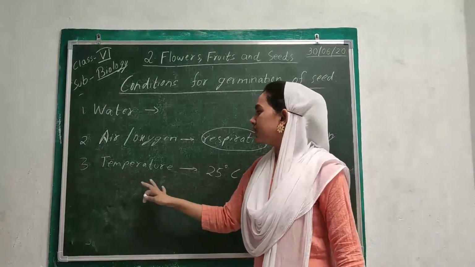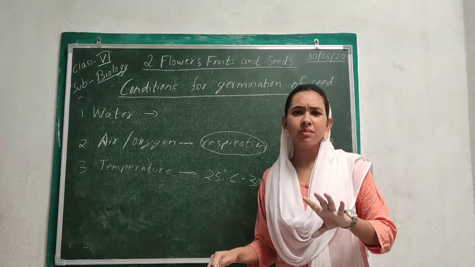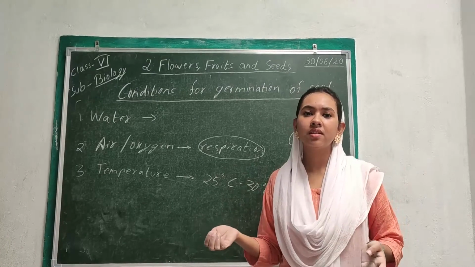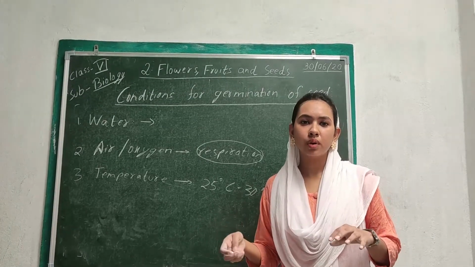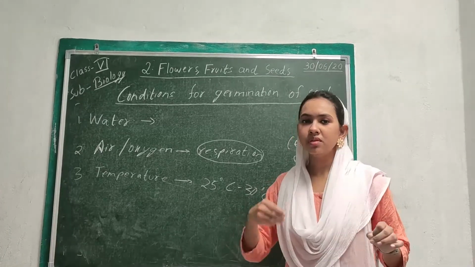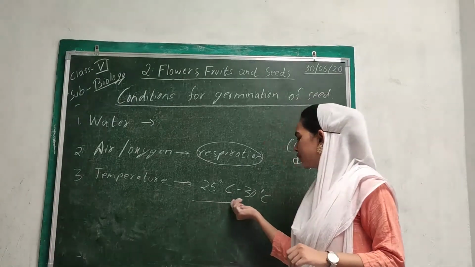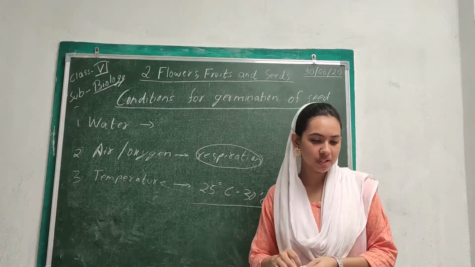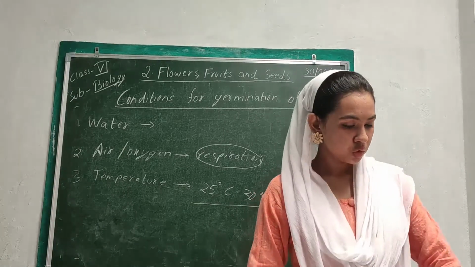And the third one is temperature. Now plants need a minimum kind of temperature. If it is too hot, then the enzymes which are there in the plant cannot work properly, and the same happens if the temperature is too low. So they need an optimum temperature, which is about 25 to 30 degrees Celsius. This temperature is almost best for the maximum of the plants. So this was all for this chapter.